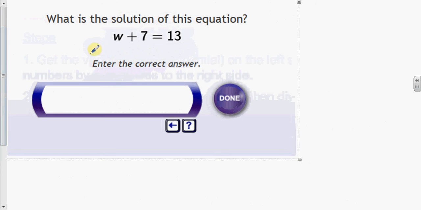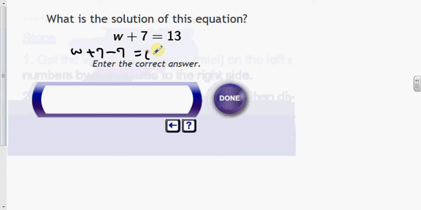So here, this is w plus 7. So I'm going to subtract 7 on both sides. Why do we do that? The key to algebra is opposites. So if something is added, to solve, you subtract. If something is multiplied, you divide. If something is divided, you multiply. This is w plus 7 minus 7 is equal to 13 minus 7. So you get w is equal to 6.